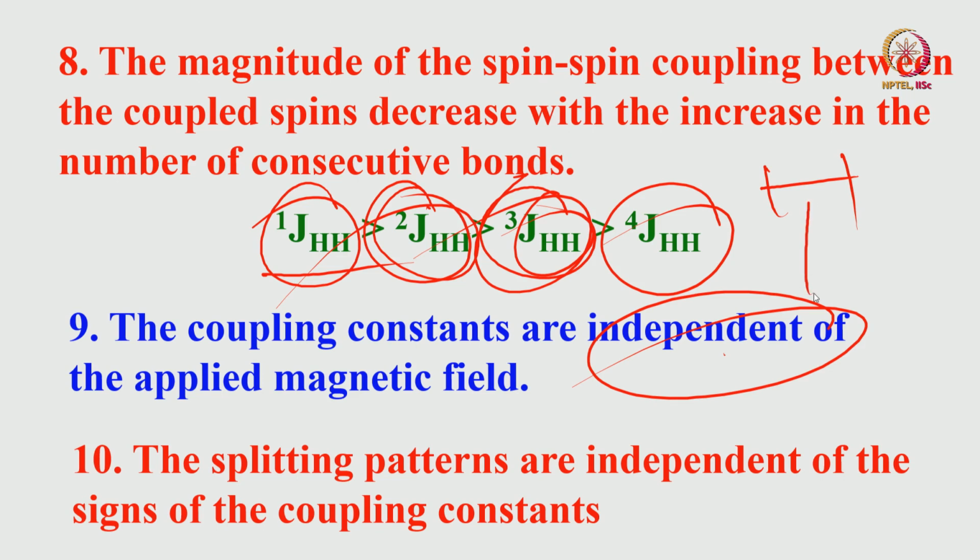For example, I have a doublet here. I measure this coupling, some value. The doublet comes because of splitting, because of J coupling. Some value, let us say 10 hertz. I make it minus 10 hertz. This pattern remains the same, it will not change. You will not be able to find out by looking at the spectrum whether it is positive or negative. The splitting patterns are independent of the sign of the coupling constant.